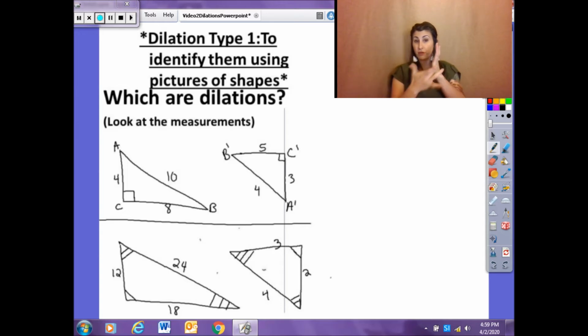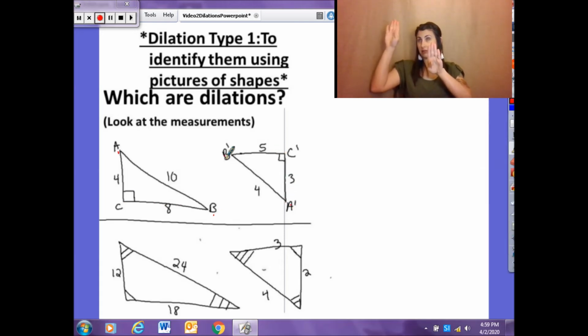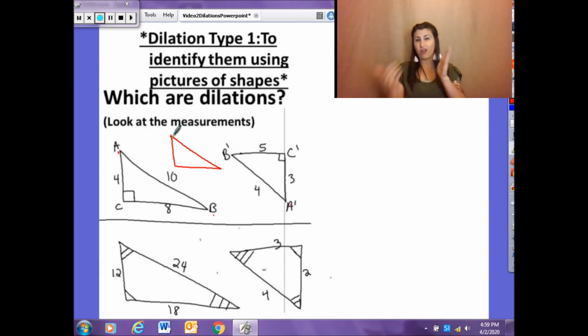All right, here's another one. It says, which are dilations? So let me look. I have ACB, ACB. It might be a good idea to redraw that. And again, this is much smaller than this one, but that's okay. I'm just trying to draw it out. All right, here's the 90 degree, so I know that one's C prime, and then this one's B prime. A to B is 4. C prime to B prime is 5. A prime to C prime is 3.